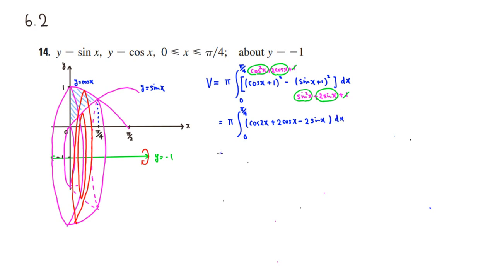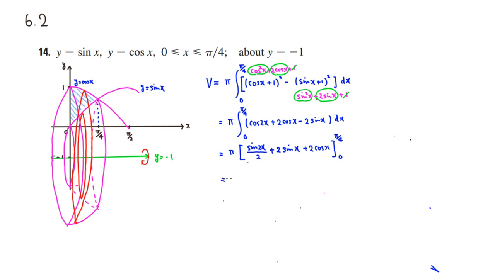So this is going to be pi times the antiderivative of cosine of 2x, which would be sine of 2x over 2, plus 2 times the antiderivative of cosine, which is again sine of x, and a -2 times the antiderivative of sine, which gives plus 2 cosine of x. Then you're going from 0 to pi over 4.